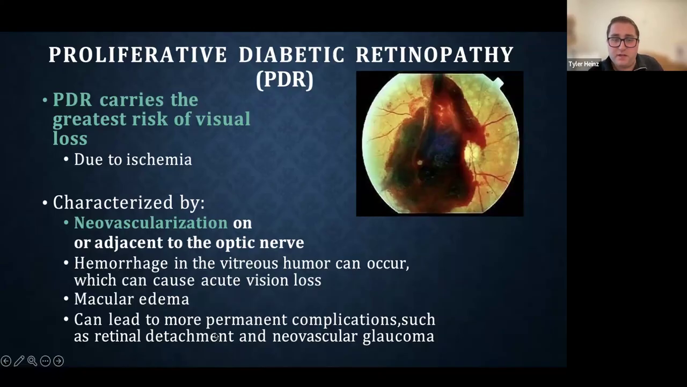And of course, you're going to have more permanent complications, such as retinal detachments from that scar tissue, that pulling force, and of course, neovascular glaucoma, which we touched on a little bit earlier, that new blood vessel growth going into the trabecular meshwork, blocking our outflow of fluid from the eye, increasing the eye pressure, causing glaucomatous changes. So all of these things here are neovascularization, diffuse hemorrhages, macular edema. That's all going to be when we start to classify it as proliferative diabetic retinopathy.